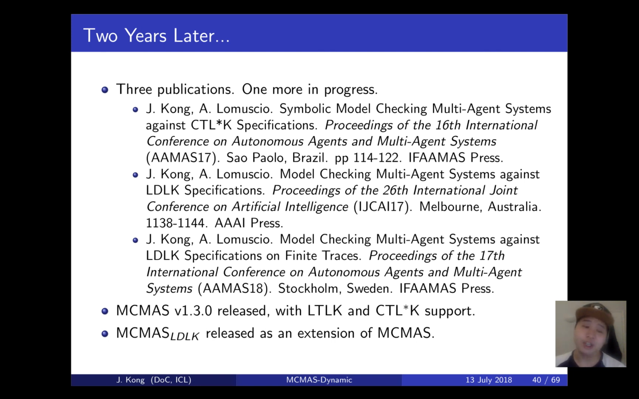In terms of implementation, MCMAS 1.2.2 used to only support properties specified in CTLK or ATL. But I've been able to merge the support for LTLK and CTL star K that I've been working on into the mainline branch as part of this project. And I've also been in charge of releasing MCMAS v1.3.0 with the new features as well. The extension of MCMAS that I worked on that supports LDLK has also been released officially as an extension of MCMAS.